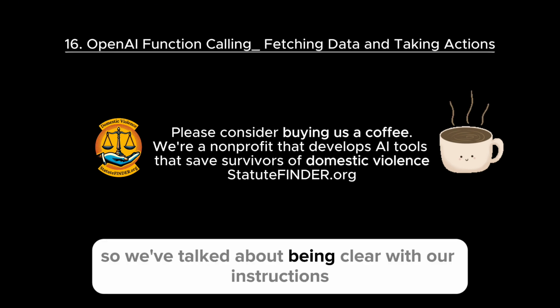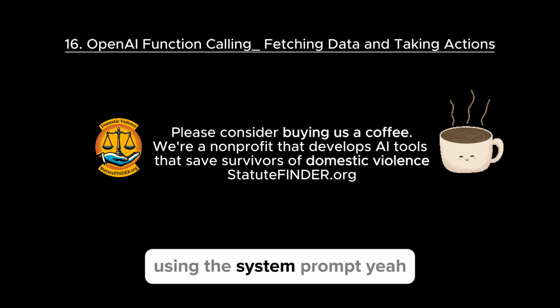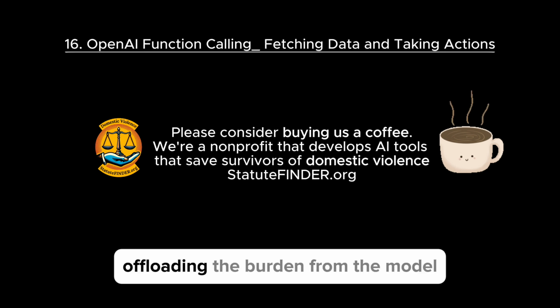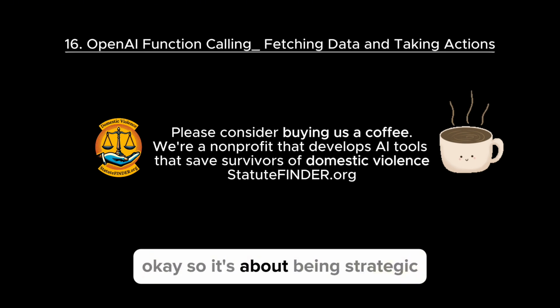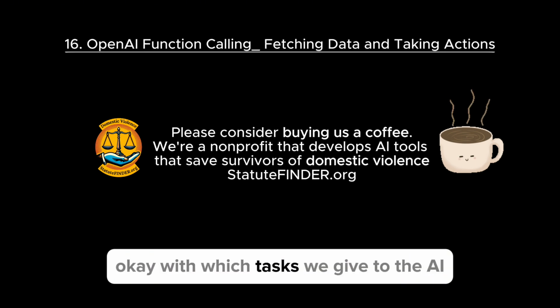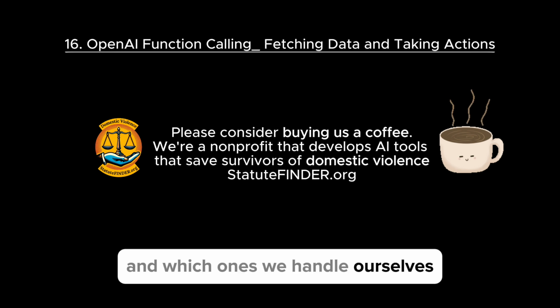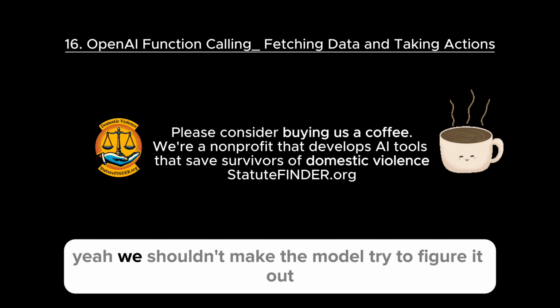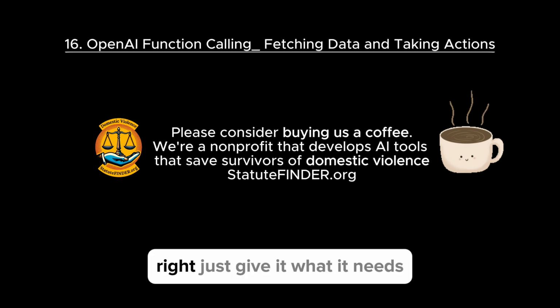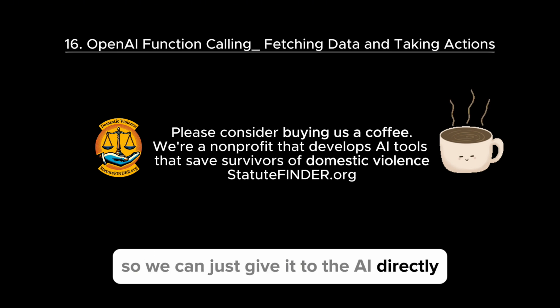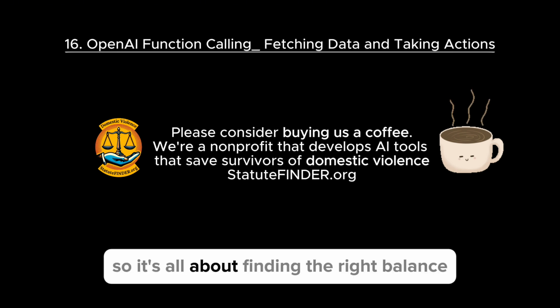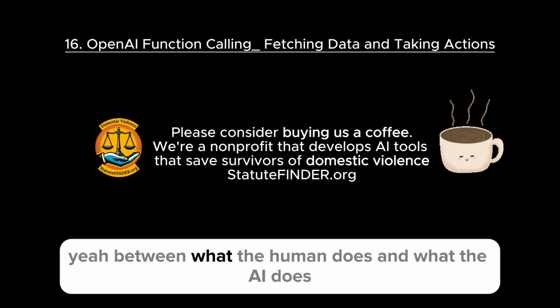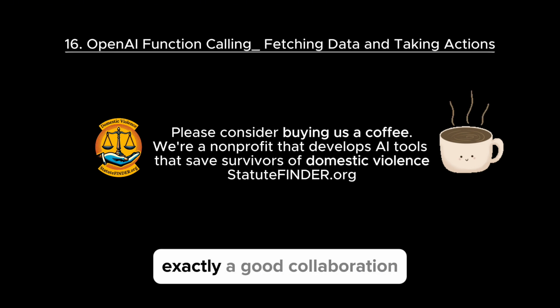So we've talked about being clear with our instructions and using the system prompt. But there's also this idea of offloading the burden from the model. What does that mean exactly? It's about being strategic with which tasks we give to the AI and which ones we handle ourselves. If we already have some information like user preferences or order details, we shouldn't make the model try to figure it out. Right, just give it what it needs. We can just give it to the AI directly. That makes sense. Be efficient. Exactly. Streamline the process. It's all about finding the right balance between what the human does and what the AI does. A good collaboration.